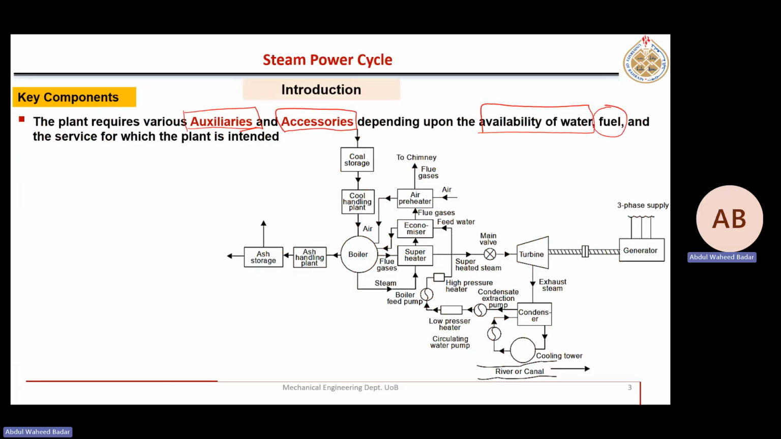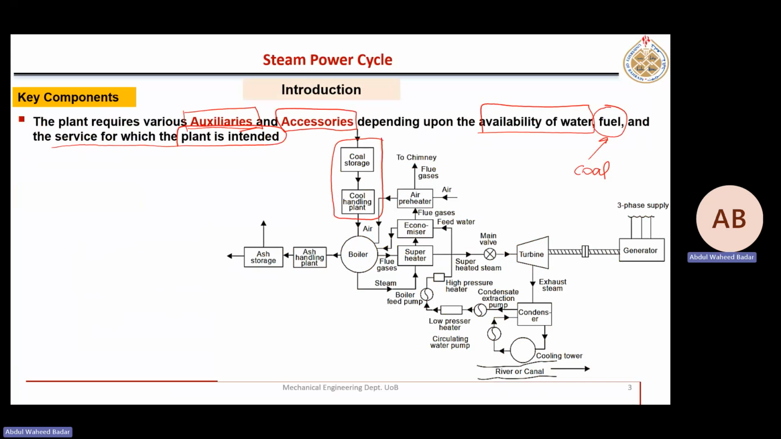Depending upon, of course, the availability of water, which is a must, and what type of fuel is available to us, accordingly you have to construct the plant. Fuel means coal; then you have a different fuel handling system compared to coal, oil or gas. And of course, the service for which the plant is intended: what is the purpose of this plant, and for how many megawatts? Accordingly, the choice of these components will change, right?